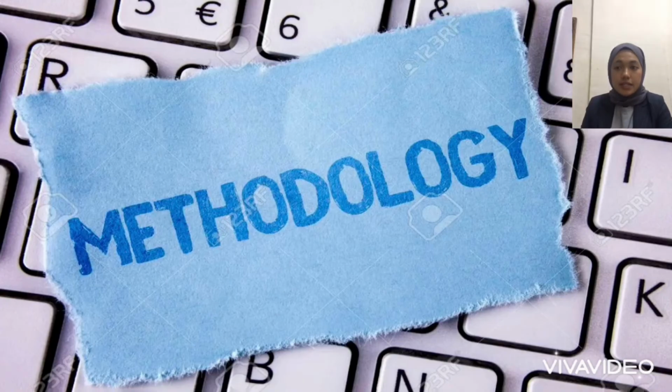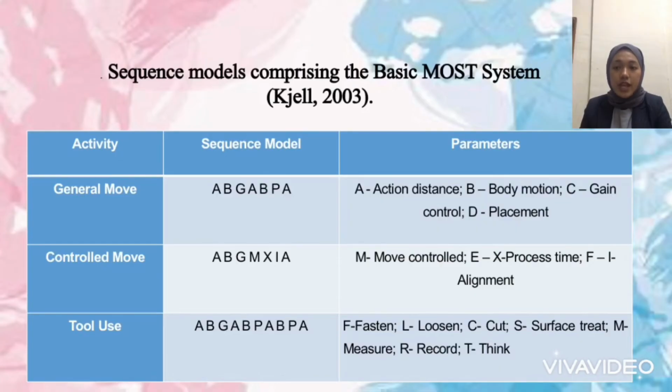Methodology. The basic MOS define a sequence of 3 actions to execute manual work, namely general move, control move, and tool use. General move. The general move sequence model explains and categorizes the free movement of an examined object in the air. In a nutshell, the general move model is based on get, put, and return sequence, ABG, ABP, and A.